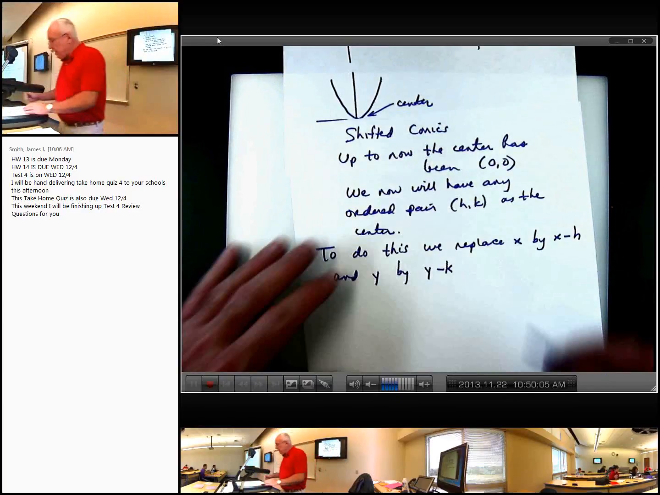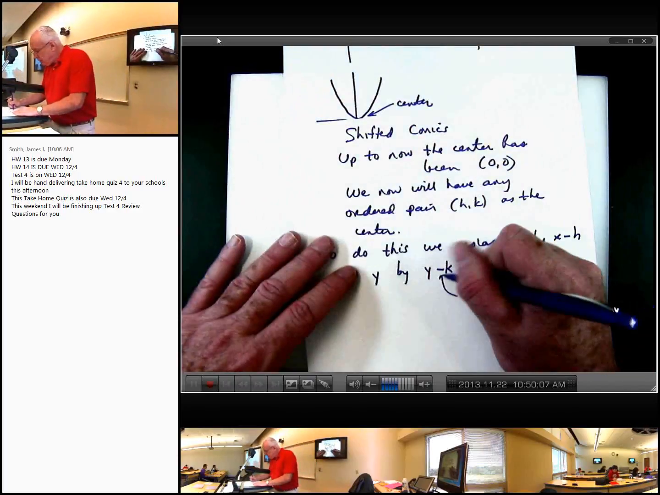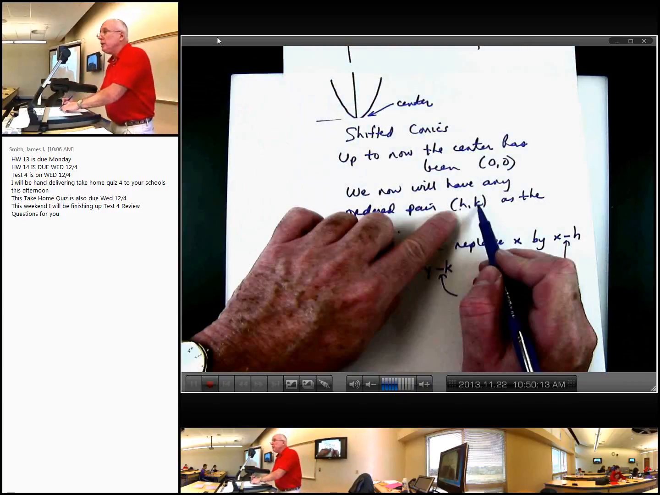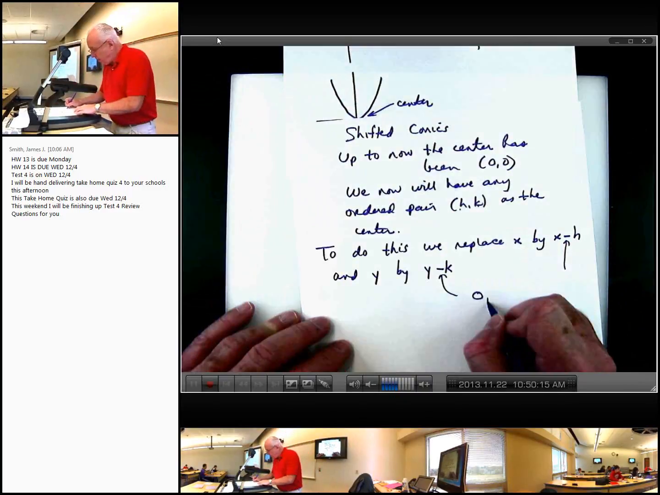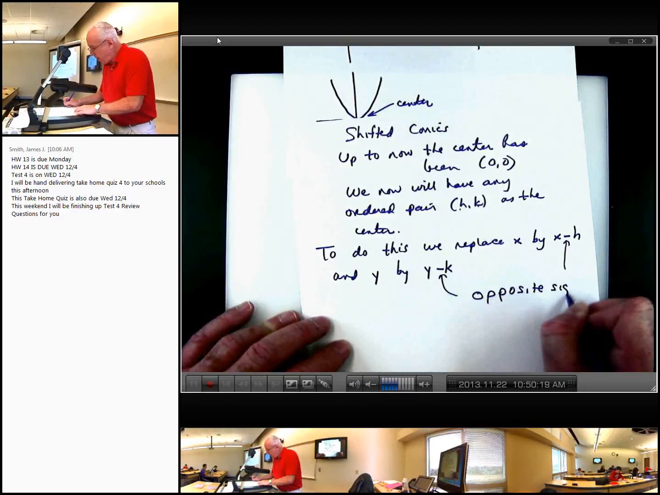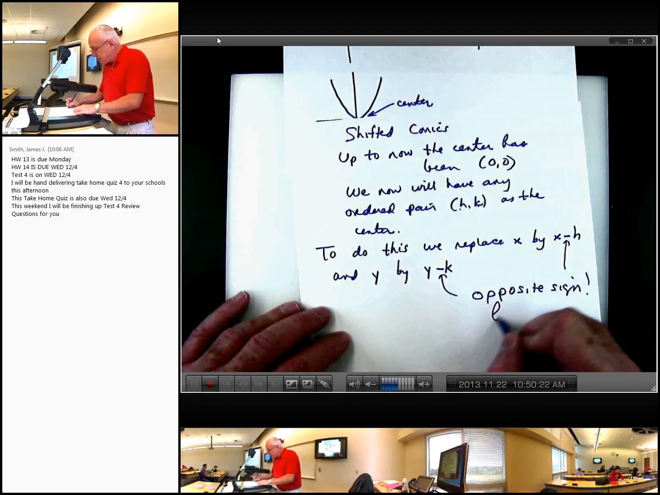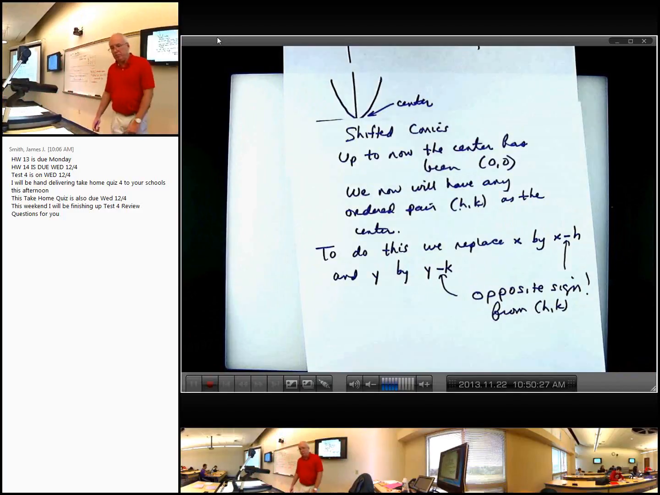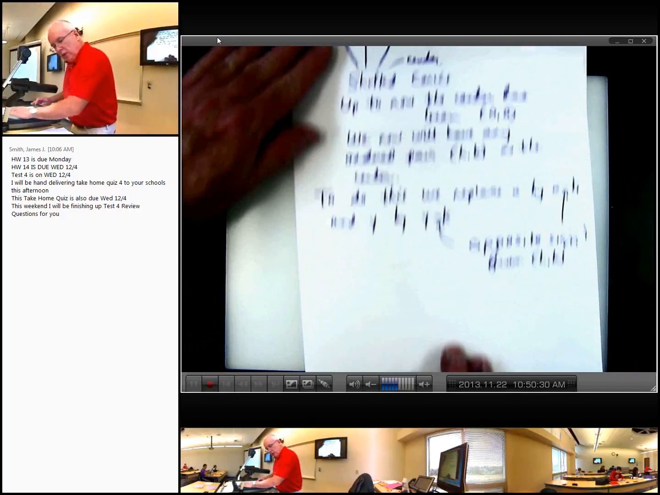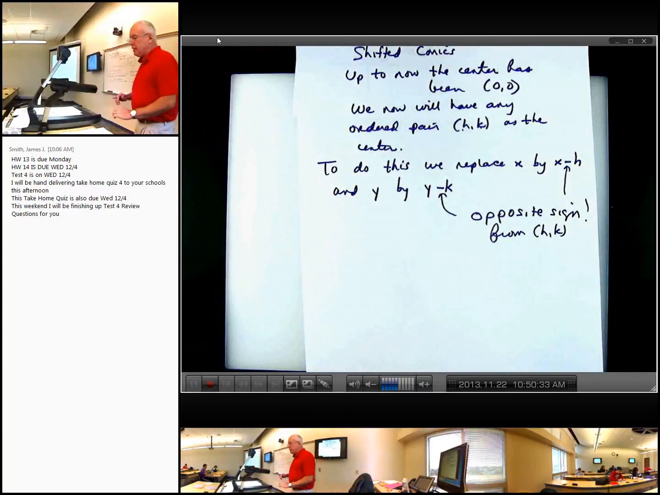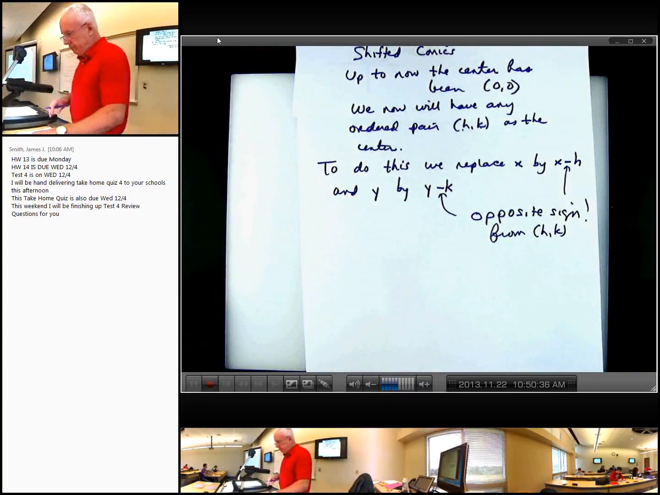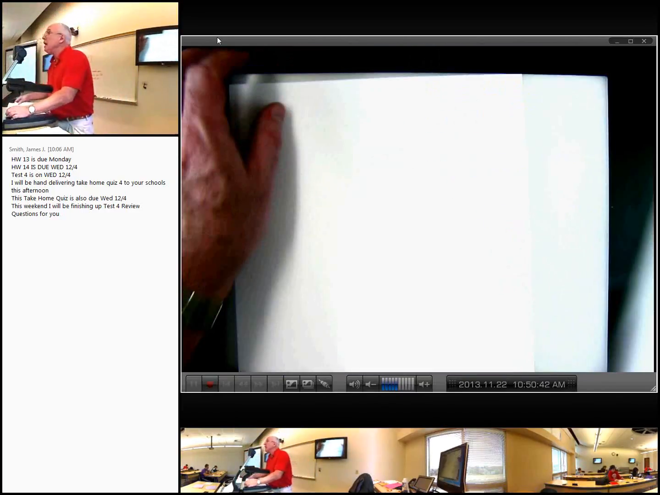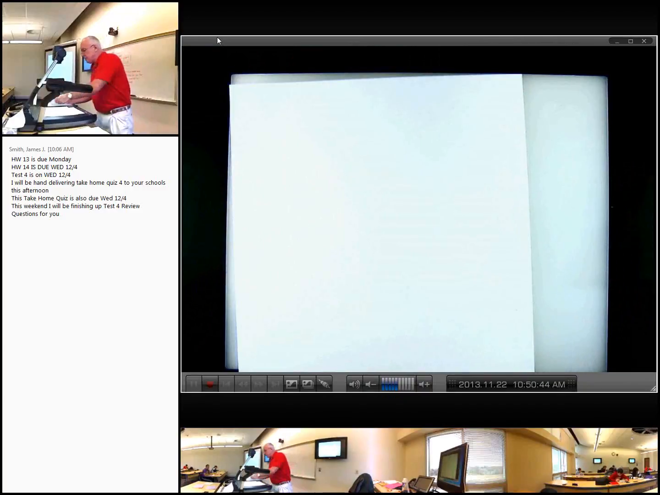One thing I want to point out here is this. Here and here are opposite in sign from here and here. Opposite sign from h comma k, because they both have minuses in front of them. Okay. So our first example is going to be with a hyperbola. Let's do this and then take a break.